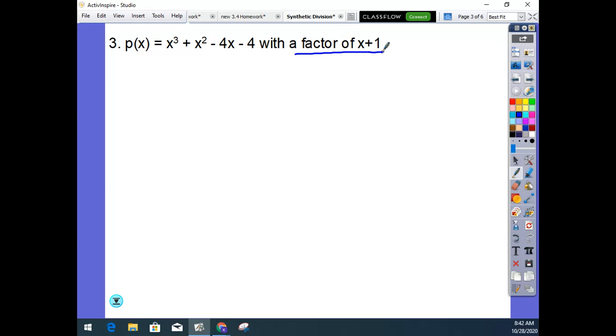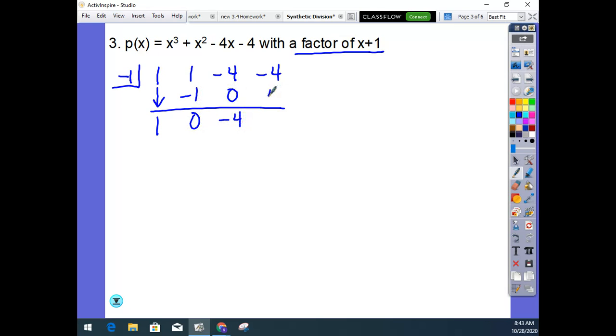A factor of x plus 1. So I put negative 1 in the corner. If you've not done this problem, pause the video, try this one by yourself, and then use the video to check. Always drop the first number down, multiply by the corner, add, multiply, add, multiply, add. Now I put my x's back in, x plus 1.